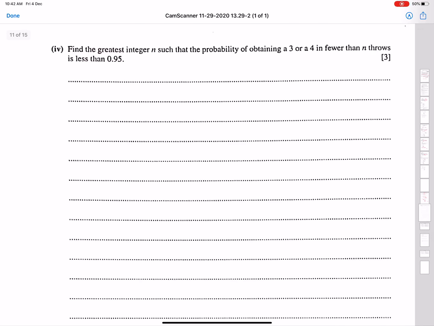Find the greatest integer n such that the probability of obtaining 3 or 4 in fewer than n throws is... Now, according to the properties, fewer than n means this is less than 0.95. So, this is very simple. We know the property. The property is 1 minus 2 to the power n minus 1.